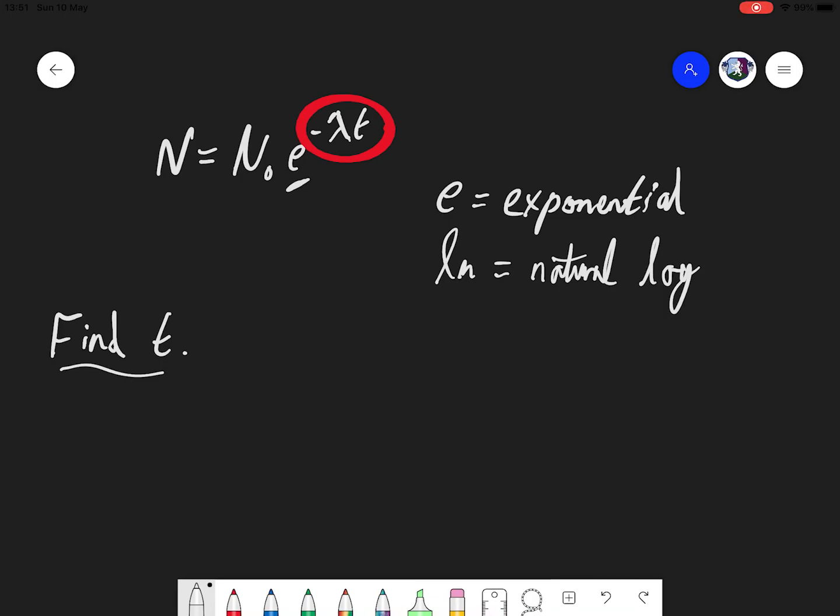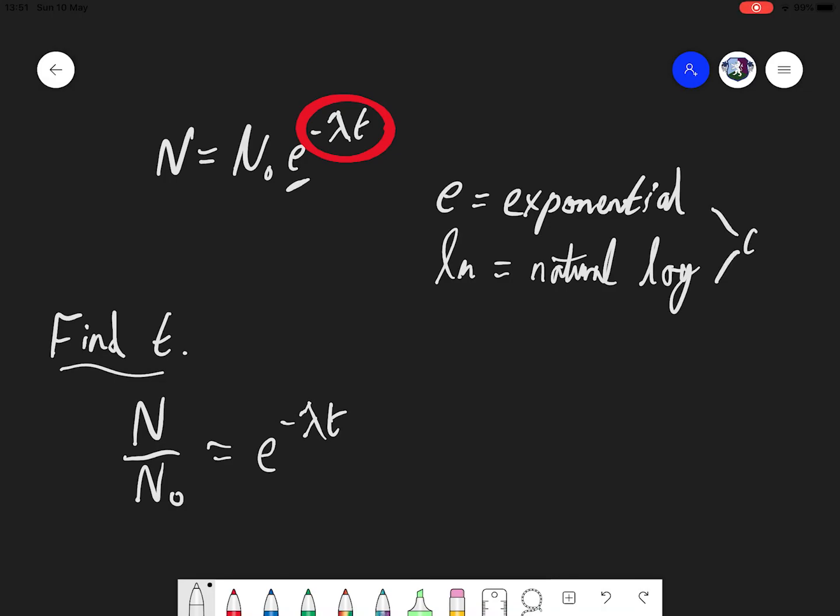So a common question you might find here is find a value for t. Now obviously you'd be given real numbers here to actually plug in, but the algebra is just as important, so we need to be able to rearrange this equation fluidly to find t on its own. Now starting off, N is multiplied by e to the minus lambda t, so we can move that to the other side. N over N naught equals e to the minus lambda t, the easy first step to take.